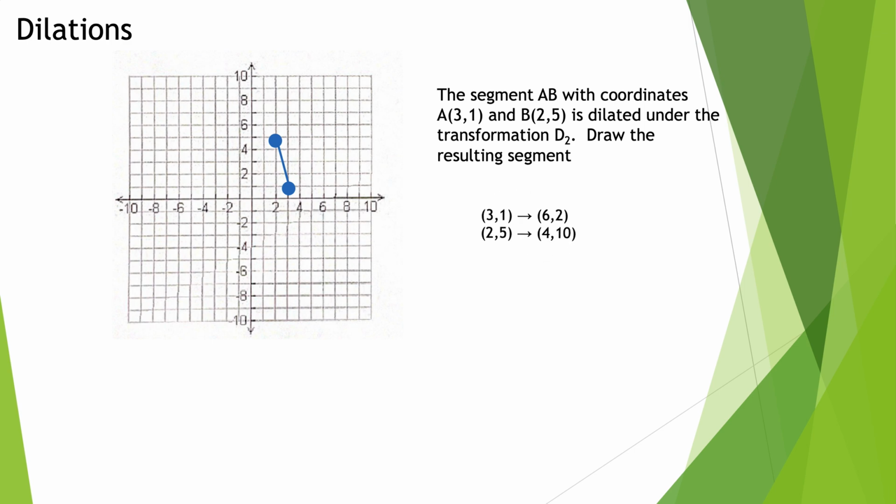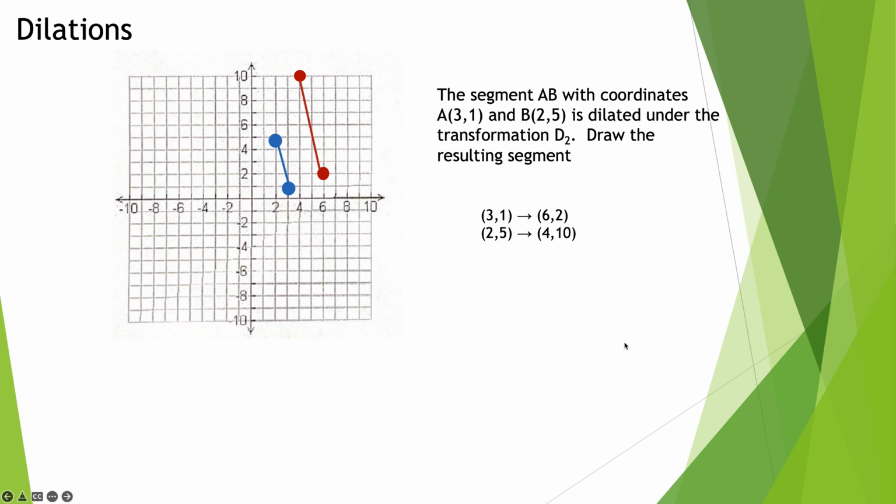So 3, 1 times 2 is 6, 2, and 2, 5 times 2 is 4, 10. And then I just plot those points, okay? So there's 6, 2, and up here is 4, 10. And look, it looks twice as big, so that makes sense.